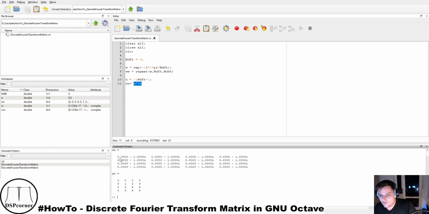Meaning the first row of WW will have an exponent of 0, the first row of nn. The second row of our matrix WW will have the exponent defined by the second row of nn, so 0, 1, 2, 3. The third row of WW will have exponents defined by the third row of nn, so 0, 2, 4, 6. The fourth row of WW will have exponents defined by the fourth row of nn, 0, 3, 6, 9.